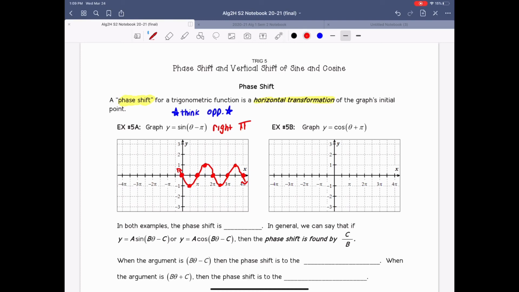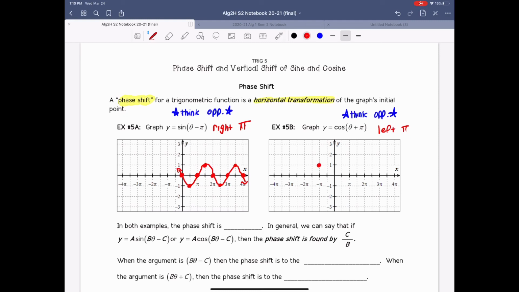So let's look at the next one, y equals cosine of theta plus pi. If I have theta plus pi inside my parentheses, again, I am thinking opposite when I have horizontal transformations. So I'm going to take the initial point of the cosine graph, which is 0, 1, and since I have a shift of 0 plus pi, that means I'm going to shift to the left pi radians. So I'm going to take this point 0, 1, and shift it to the left by pi radians. That's going to be this point right here, negative pi, 1.